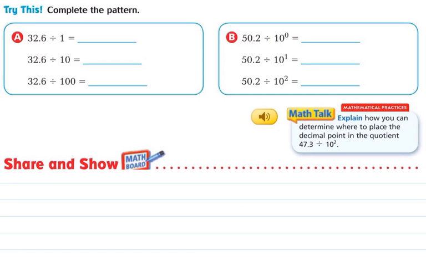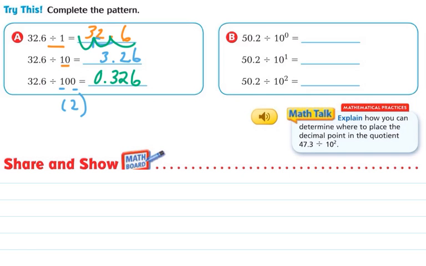Now lastly, boys and girls, it says complete the pattern. When we start here at the top, we know that the benchmark is nice and easy because any number divided by 1 is that same number. So 32 and 6/10 would be 32 and 6/10. Now 10, boys and girls, that means that we're going to move one place over, and we're going to get 3 and 26 hundredths. And now, if we have 32 and 6/10, and we have 2 zeros here, that means we're going to lose 2 places. So we would go 1, 2, and we would get 326 thousandths.